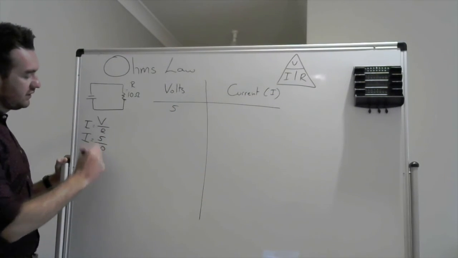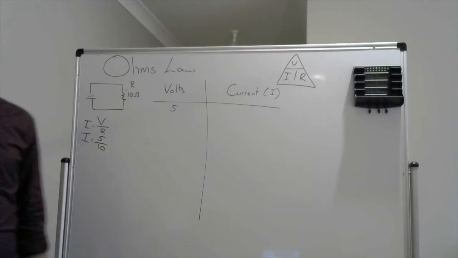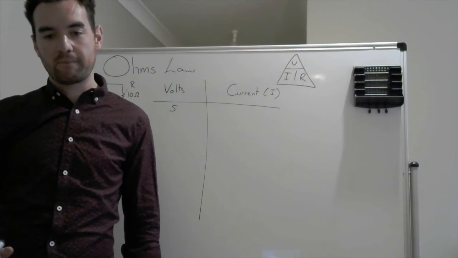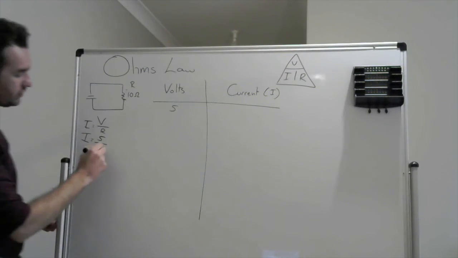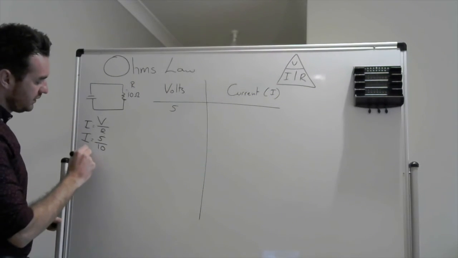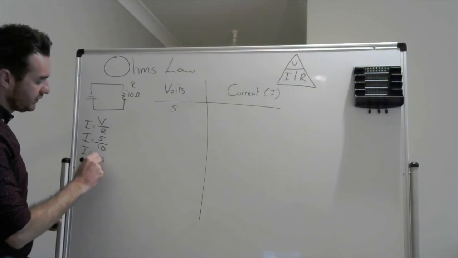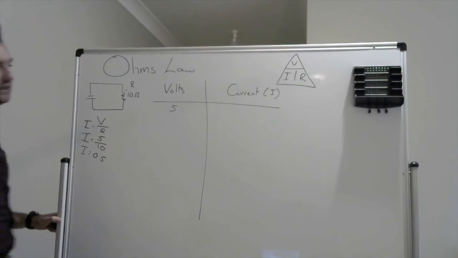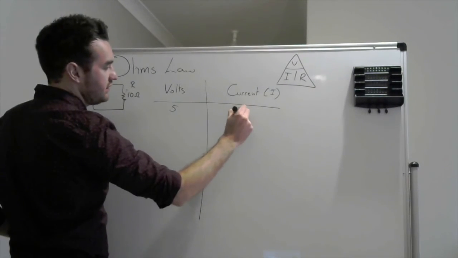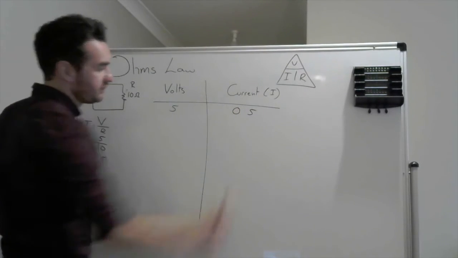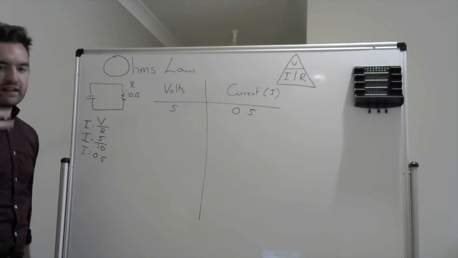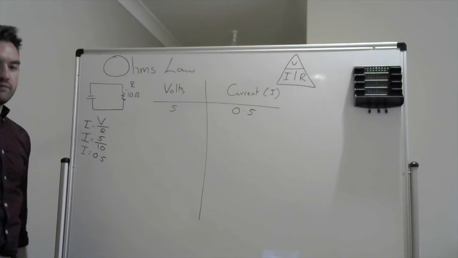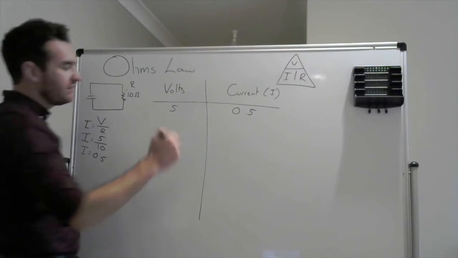5 divided by 10. If you have a calculator handy, do that for me. 5 divided by 10 should give you I equals 0.5. Okay, our current is 0.5. Okay, let's do that again. Let's just go up in volts. We're changing the battery from 5 volts now to 10 volts.